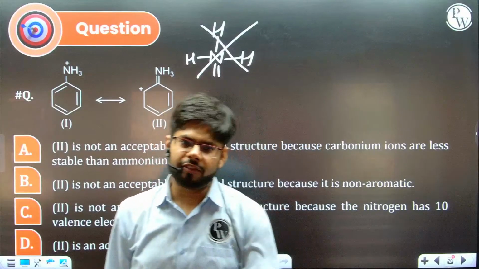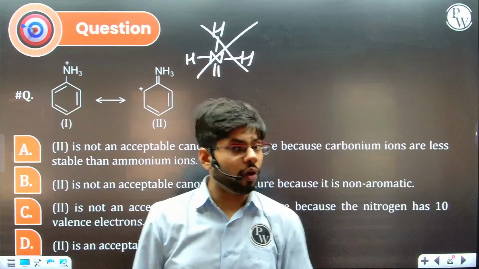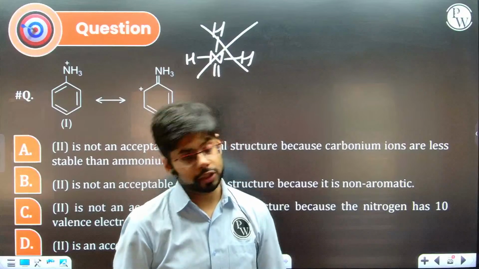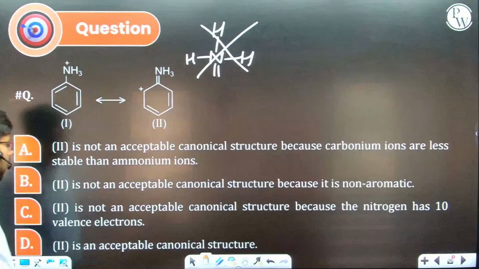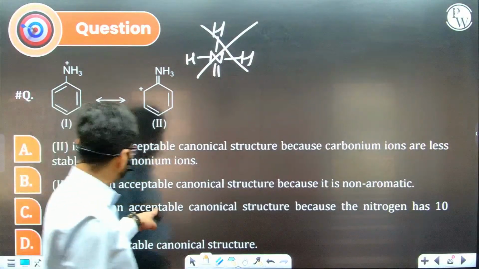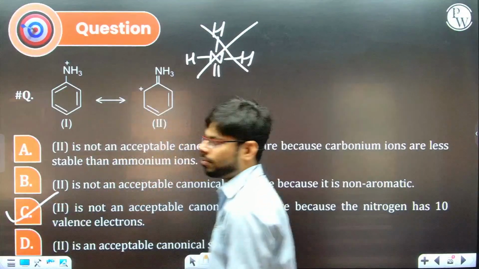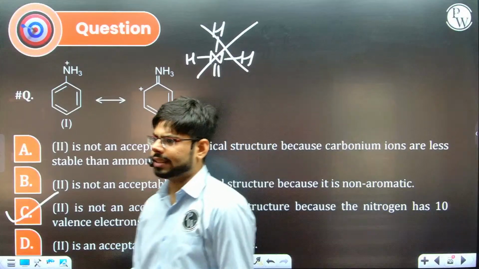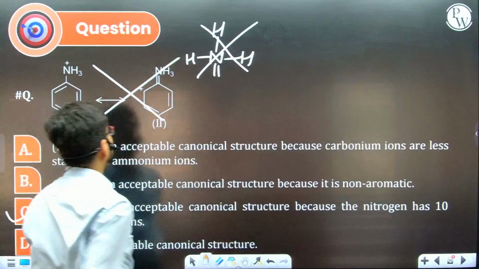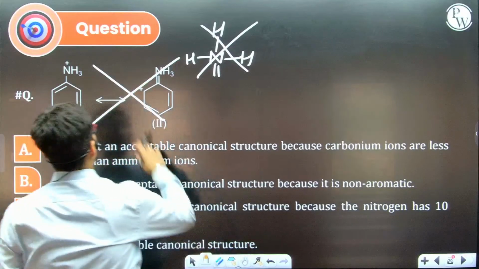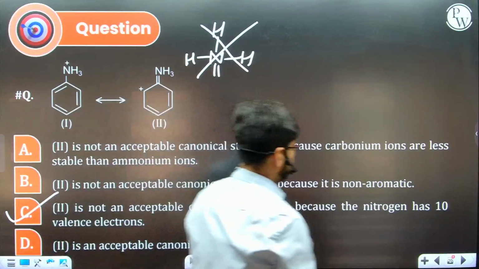The maximum number of bonds that a nitrogen atom can form is 4. The maximum covalency of nitrogen is 4. Then how can we show 5 bonds in a canonical structure? And hence this is invalid. So 2 is a wrong canonical structure, and we will say that 2 is not an acceptable canonical structure because the nitrogen has 10 valence electrons. Not acceptable means it's incorrect, it's not valid. So we are not supposed to draw this, so this is incorrect. We are not supposed to show resonance between these two. Right? So nitrogen cannot form 5 bonds.